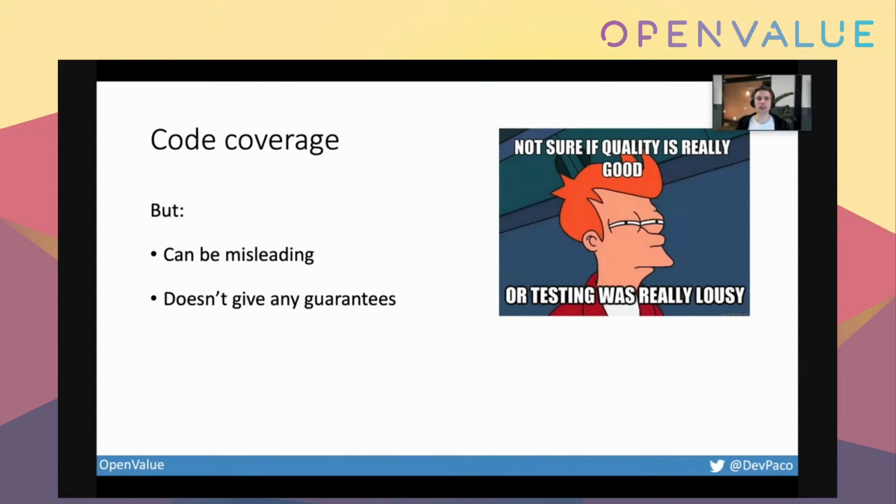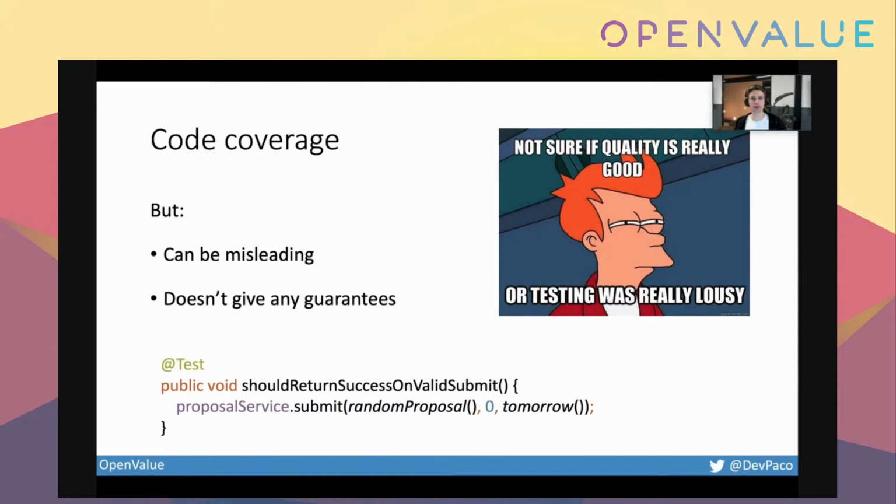But code coverage can also be misleading, in the sense that, yes, sure, you covered the code with your tests, but that doesn't say anything about the quality of the tests themselves. Maybe these tests were just empty, or not empty, but there were no assertions. For example, here, I have a test that just calls the proposal service, and the only guarantee this test gives me, and the code coverage related to it, is that it didn't crash. It doesn't tell me anything about whether it was returning true or false, or what the expected behavior was. And that's the issue with code coverage. It does not really give a lot of guarantees on the quality of the tests.